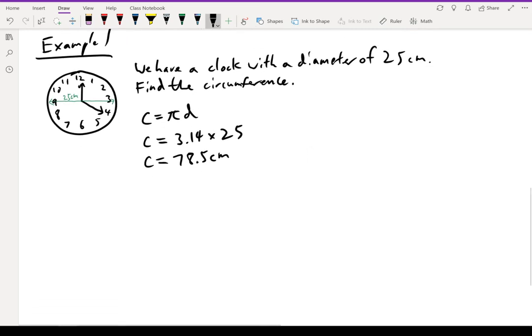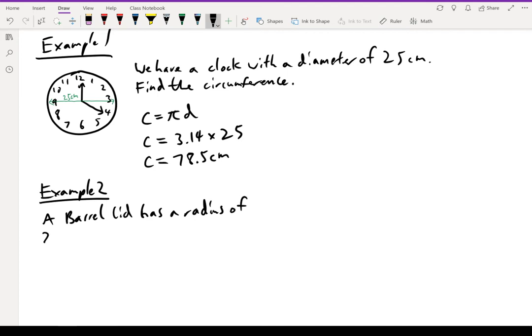Now, let's do another example. Example 2. Let's say that a barrel lid has a radius of 21 inches, and we want to find the circumference.